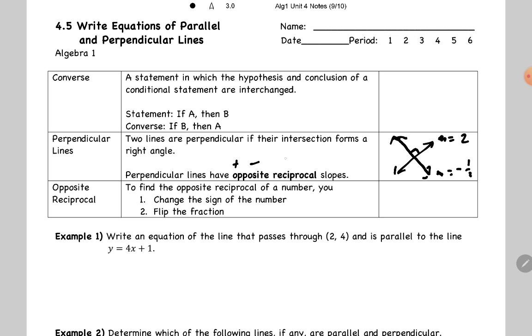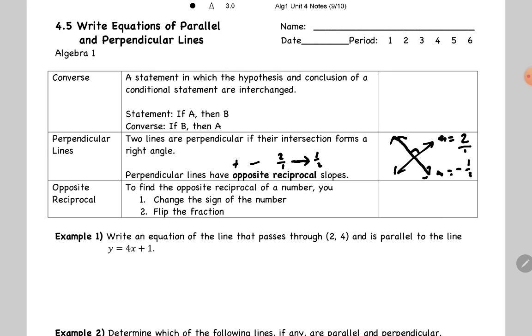And reciprocal means if I have a fraction, or a whole number, which is 2 over 1, that gets flipped over. So opposite reciprocal means if it's 2 over 1, it becomes negative 1/2. Once again, to find the opposite reciprocal, change the sign of the number. If it's positive, it becomes negative. If it's negative, it becomes positive. And then flip the fraction.